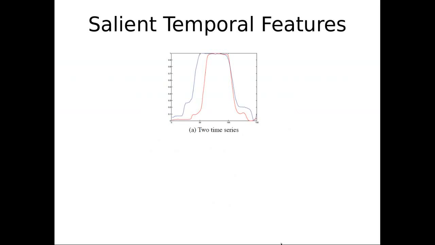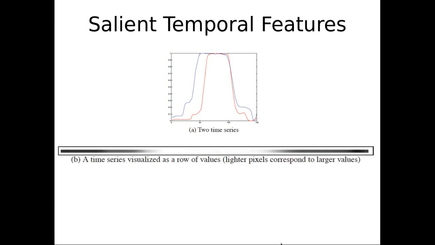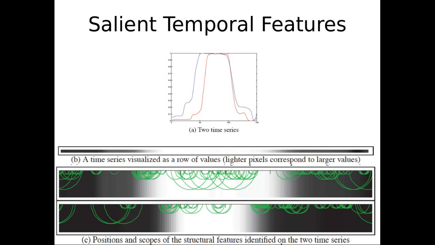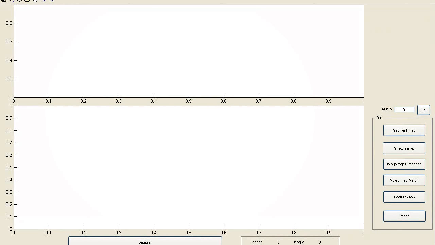STFMap is built based on the key observation that time series data often carry structural evidence in the form of sudden temporal features, and these can help users quickly focus on the relevant portions of the datasets. STFMap leverages this observation to include 4 novel temporal time series dataset visualization techniques: segment maps, warp maps, stretch maps, and feature maps. This is the main guide of the STFMap system.